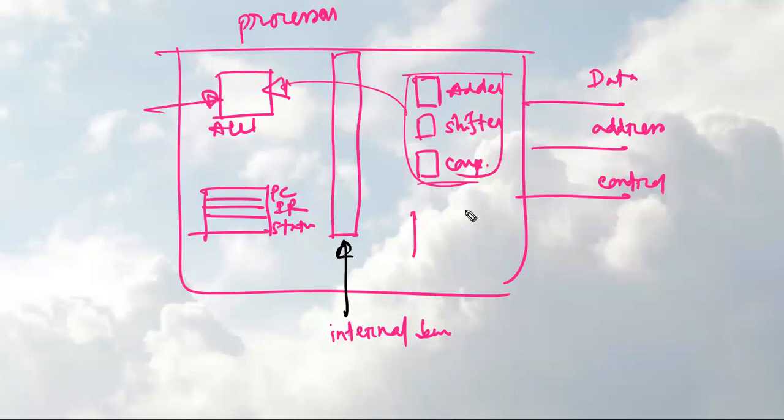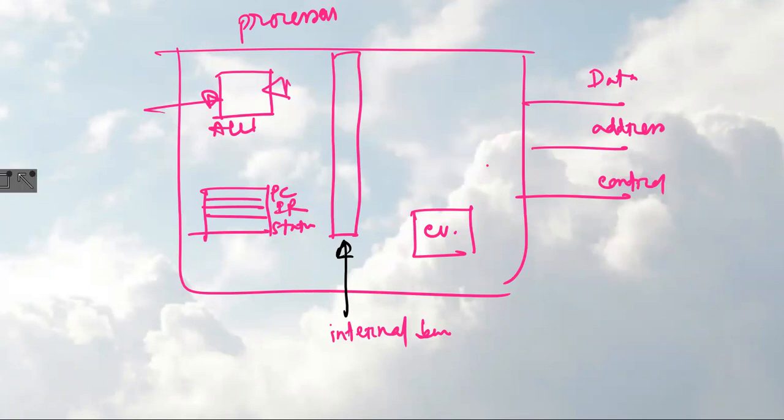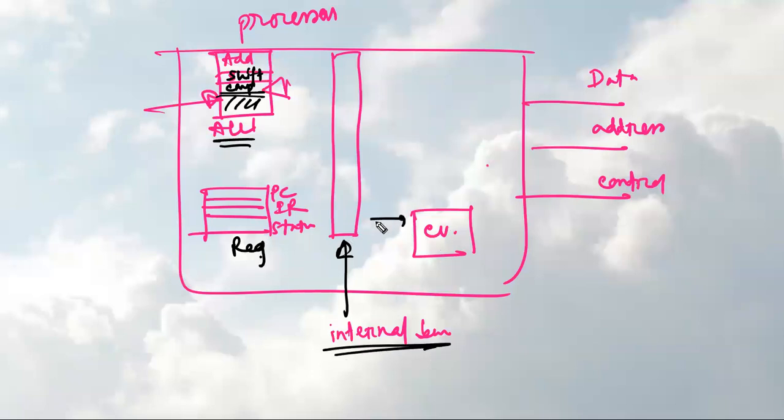Then there is another unit, it is called control unit. One thing I could do is rectify the figure like this. Here one portion could be dedicated for adder, another portion dedicated for shifter, and for complement, and the other will be the complex operations. This is the ALU part, this is the register part, this is the internal bus, and this is the CU. All of them are connected.